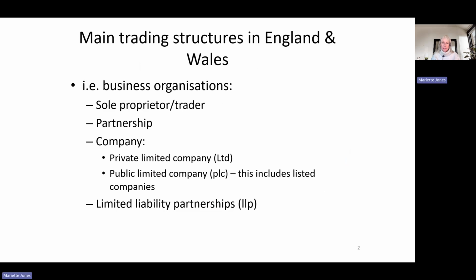In England and Wales, the main types of business structures include the sole proprietor, the partnership, and the company, which may take the form of a private limited company, an LTD, or a public limited company, a PLC. In addition, there is a relatively modern hybrid structure known as the limited liability partnership. Each of these structures offers different degrees of complexity, legal personality, and liability protection.